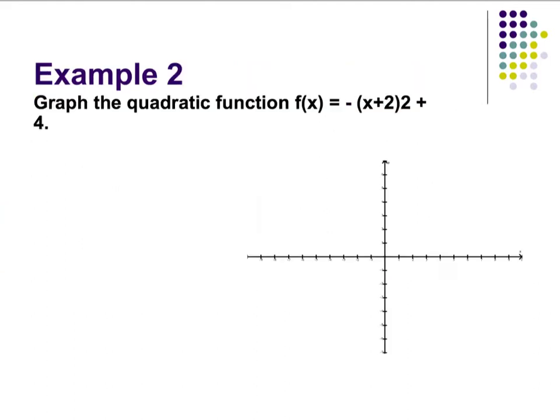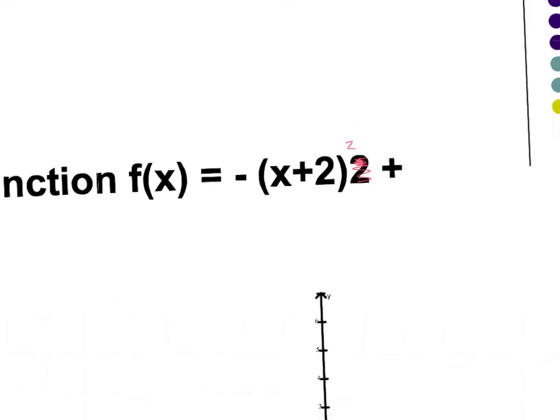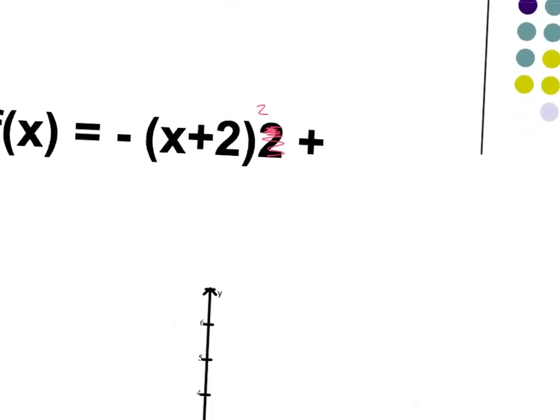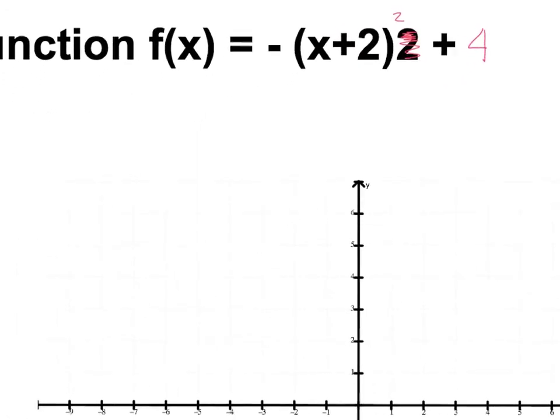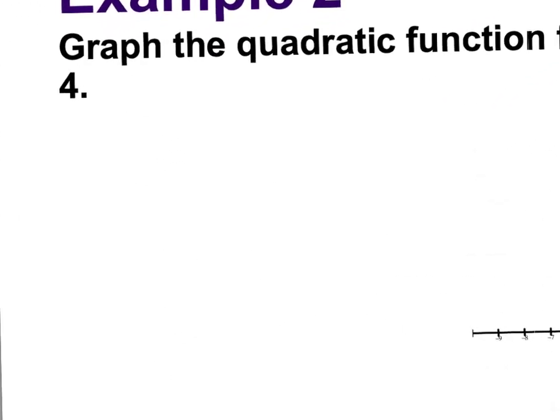In this example, the function is f of x equals negative (x plus 2) quantity squared, plus 4. Based on what we said a moment ago, we want to start by determining how the graph opens. Because of this negative, the graph is going to open downward. So the first thing we want to note is that it opens down.